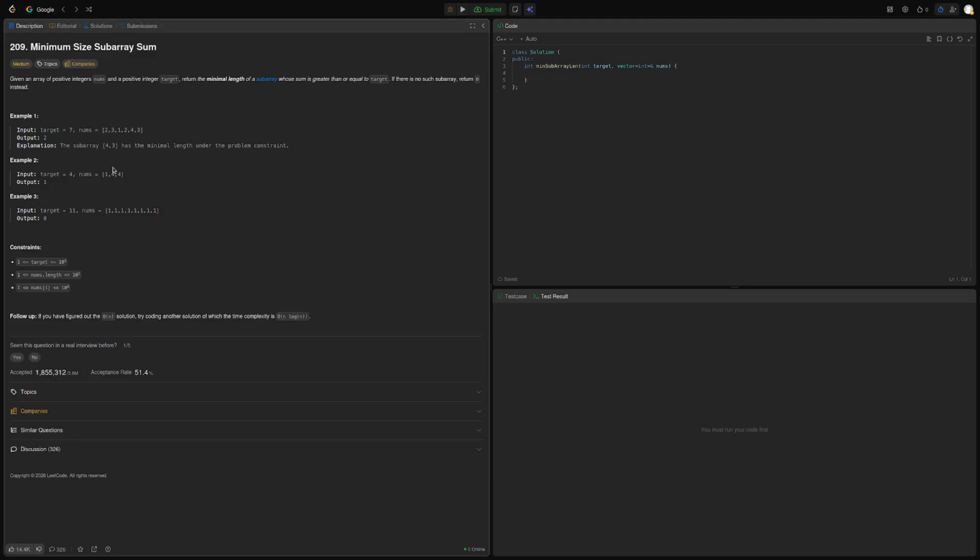So the brute force approach, as you probably already figured out, is to try each left boundary: for each left boundary we find the smallest integer R such that the subarray sum from L to R is greater than or equal to target, and we do this for all of them, for all L's, and that's n squared.